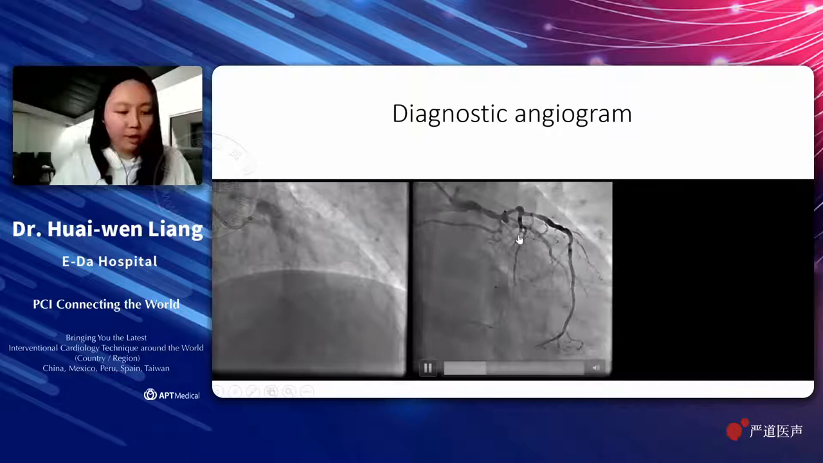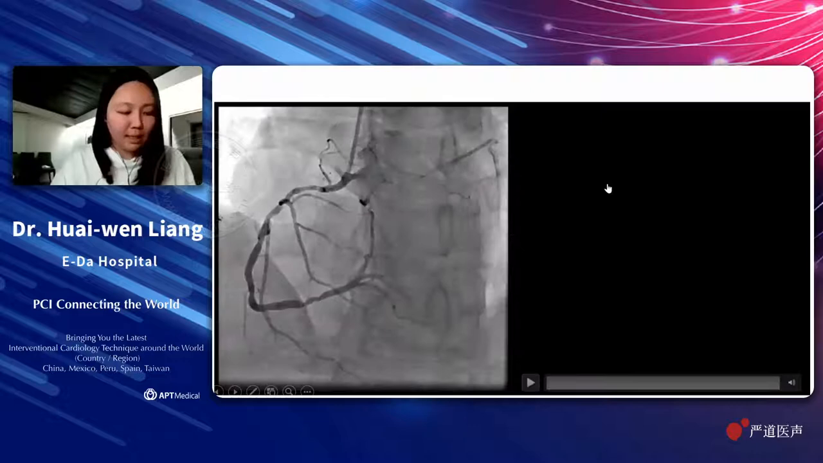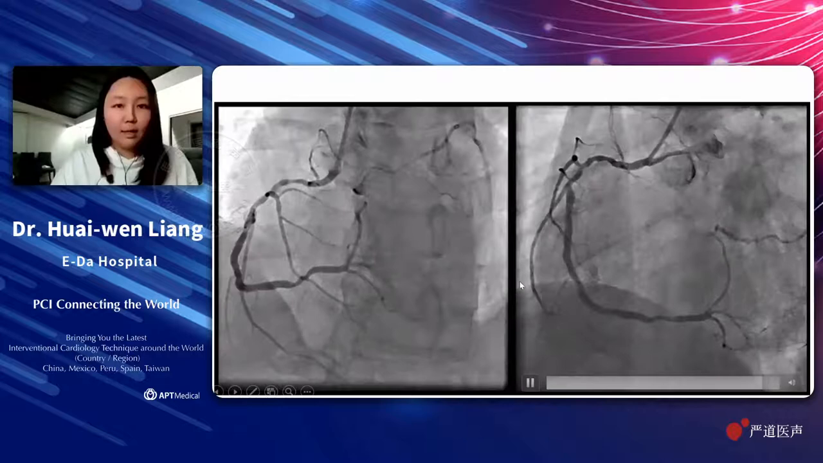And there's a circumflex ostial lesion with proximal total occlusion and intracoronary collateral. And this is the patient's right coronary artery, with a proximal to mid diffuse lesion and a discrete distal lesion. So let's see this case.